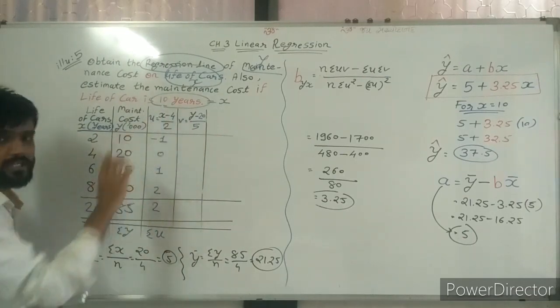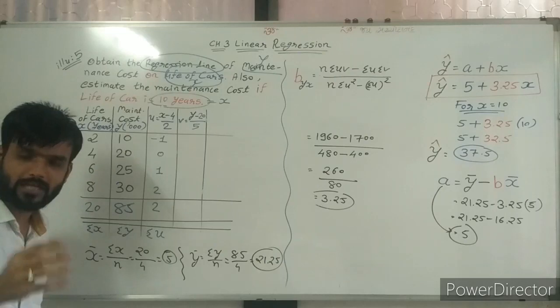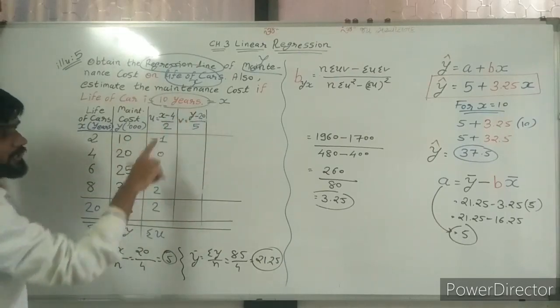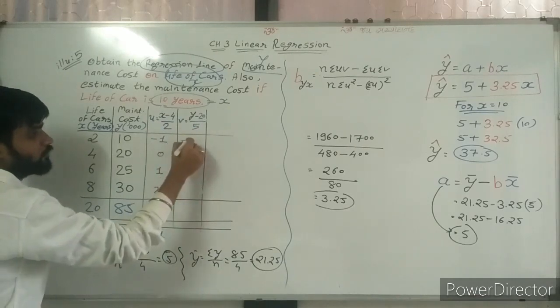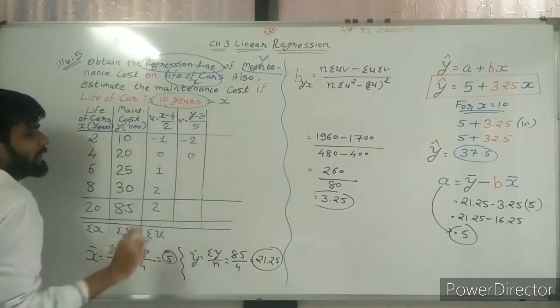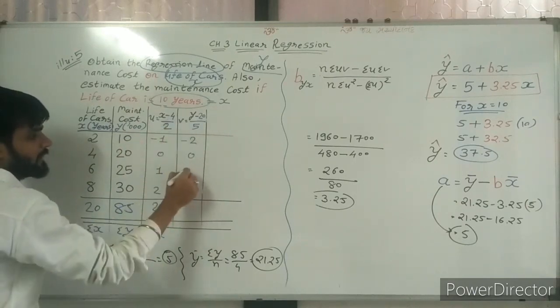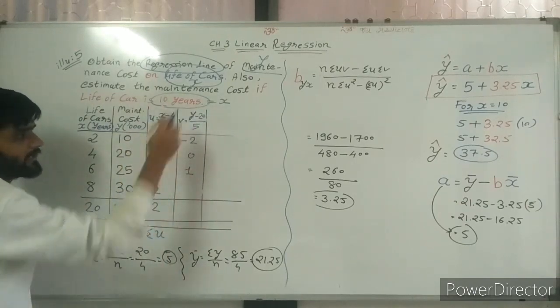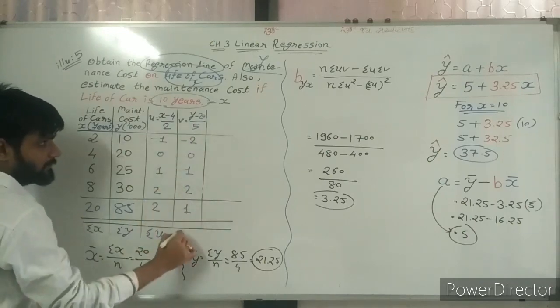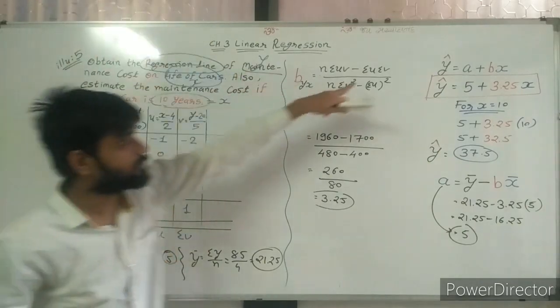So 10 minus 20. This calculation all of you know, that's why I am doing it very fast. 10 minus 20 is minus 10, minus 10 upon 5 is minus 2. 20 minus 20 is 0. 25 minus 25 is 5, 5 upon 5 is 1. 30 minus 20 is 10, 10 upon 5 is 2. Total of this is 1. Sir, sigma v is 1, that we know here.